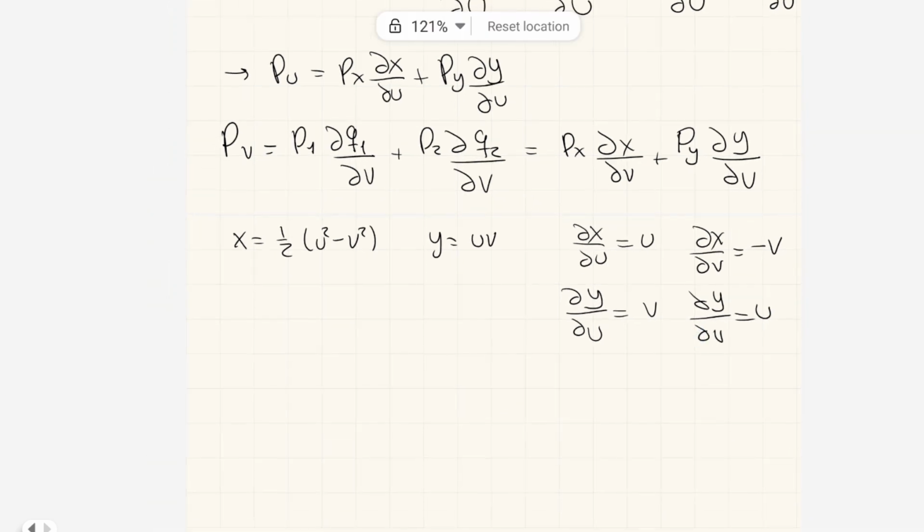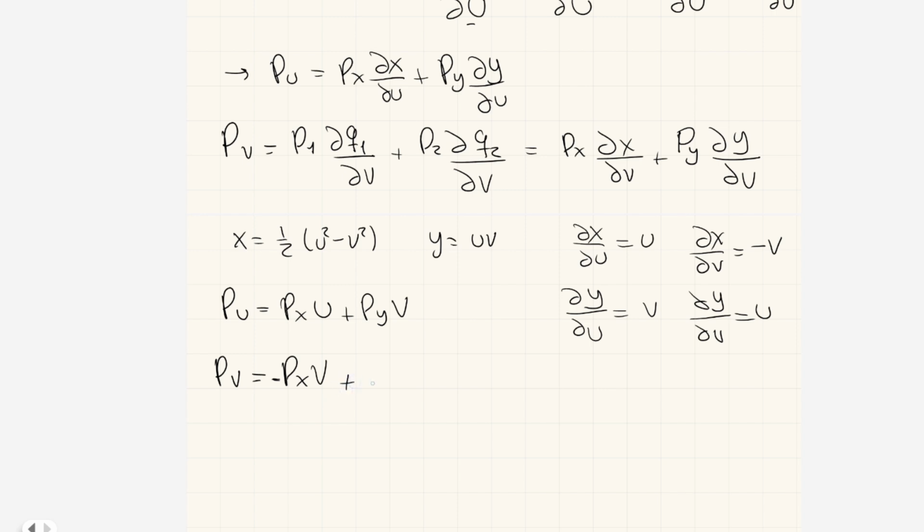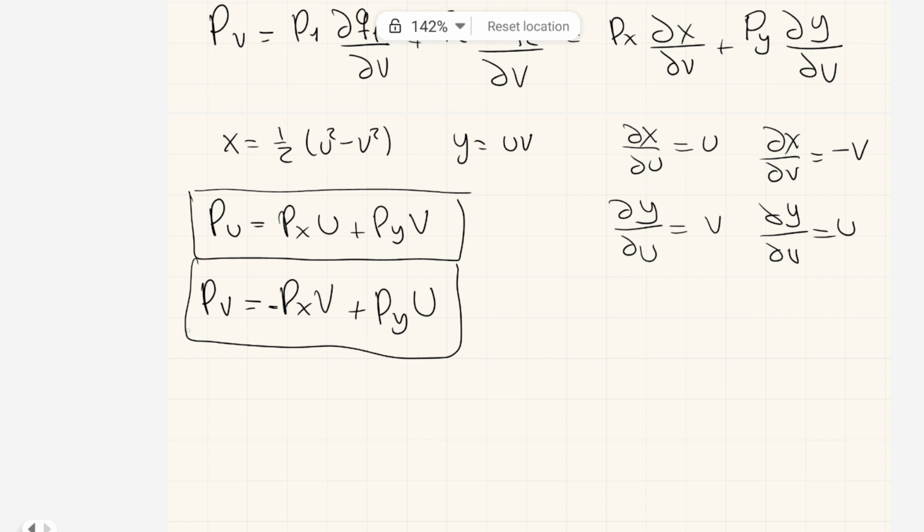So this means that pu is equal to px u plus py v. And pv is equal to px times minus v, like this, and then plus py u. Okay, perfect. So this relates the conjugate momenta in the parabolic coordinates with the conjugate momenta in the Cartesian coordinates.